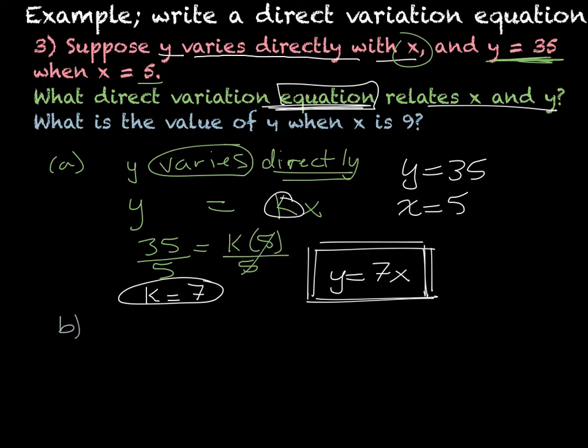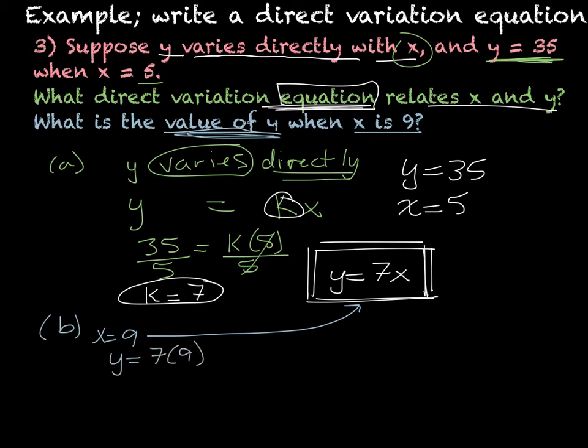For part B, what is the value of y when x is 9? So I put x equals 9 into my equation, and I get y equals 7 times 9. So I just multiply that together, and y equals 63. So my answer to what is the value of y when x is 9 is 63. Final answer.